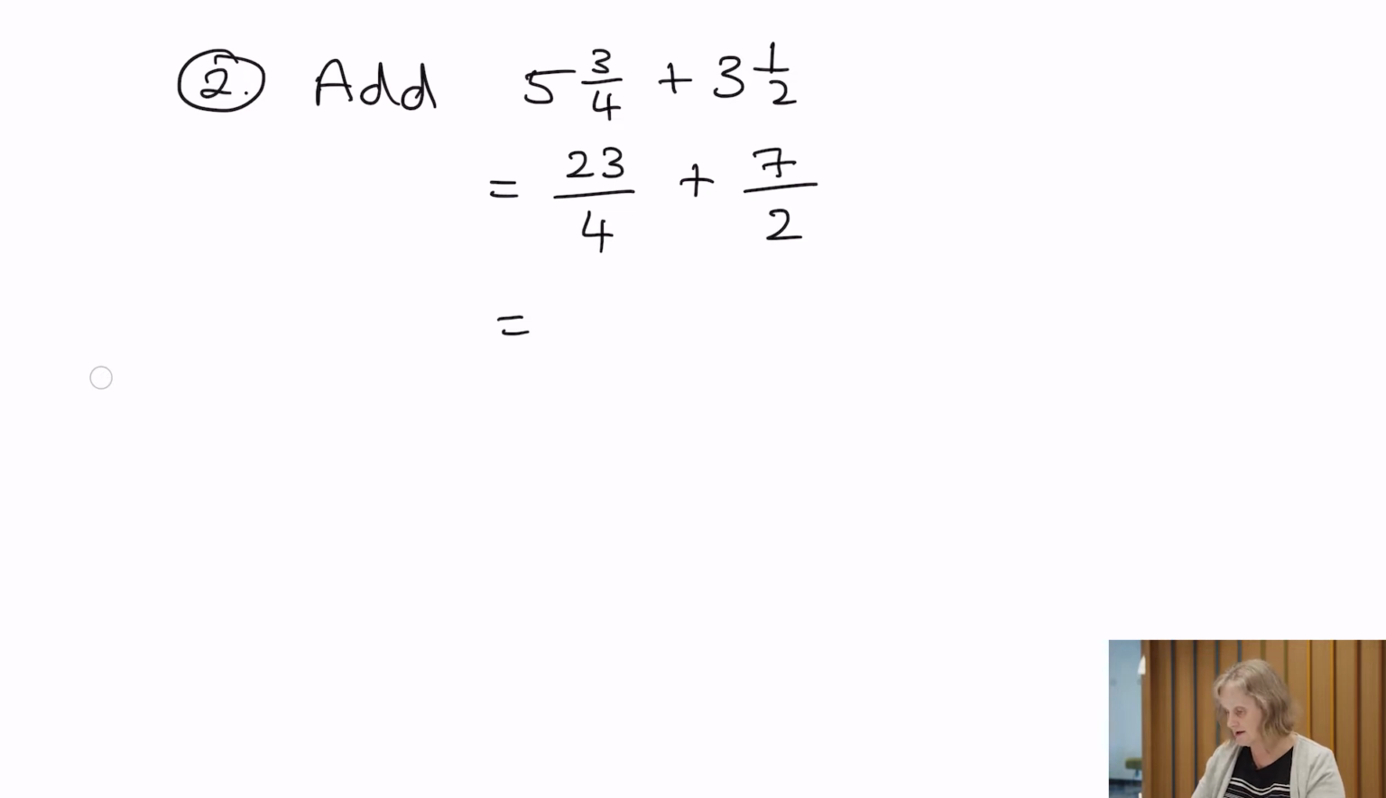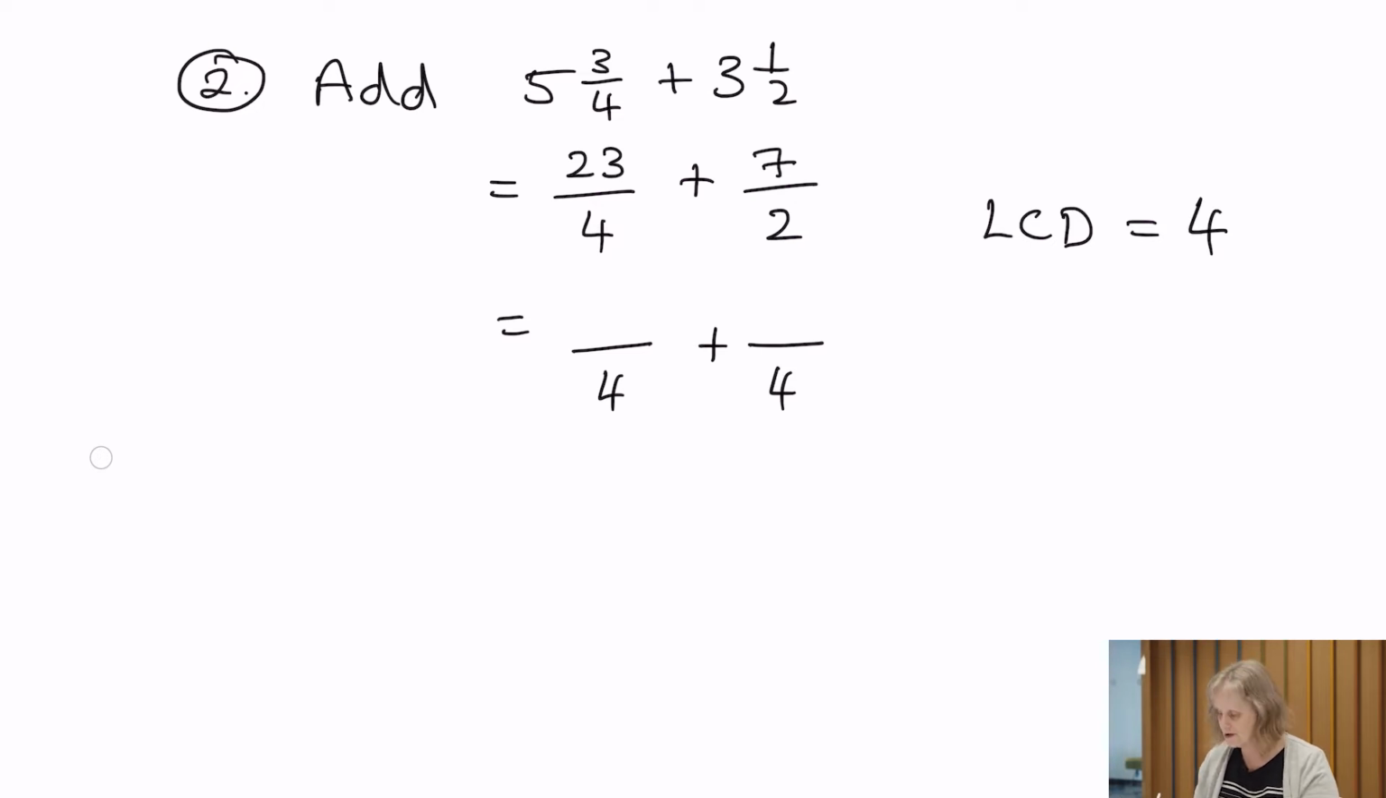Now we've got 2 improper fractions, and now we're going to find the lowest common denominator of them. We've got a 4 and a 2, so we do the multiples of each. The first time that they match is going to be at 4. So we know that we need a common denominator of 4 here, and then we have to write the numerator accordingly. So the first fraction is done for us, and we've got 23 over 4.